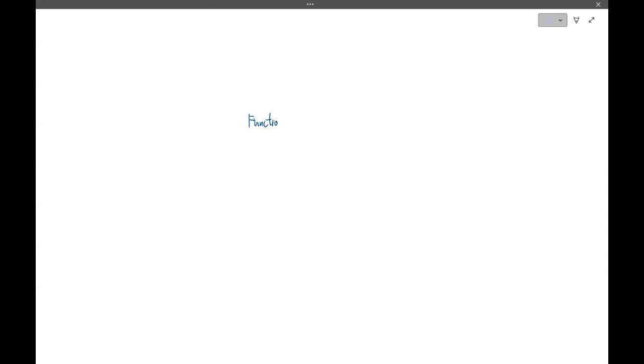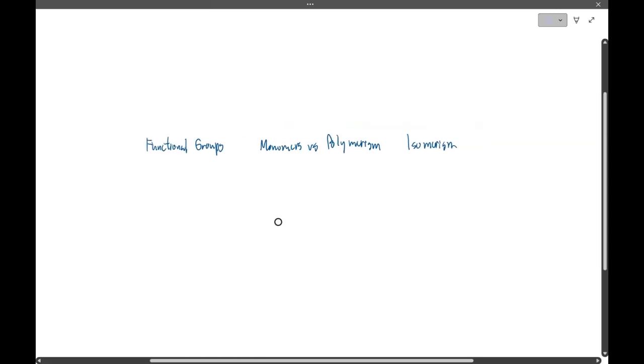Okay, to understand biochemistry, we need to first know some basic terms. So these basic terms are going to be functional groups, monomers versus polymers, and isomerism. Yeah, it's the three terms.